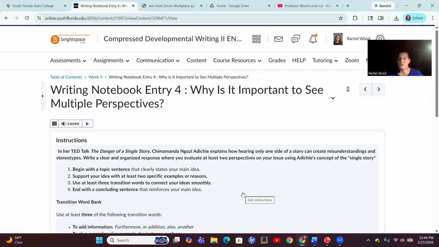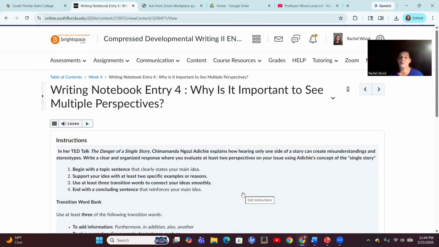You're going to write a clear and organized response where you're going to evaluate at least two perspectives on the issue that you identified in the first week using Adichie's concept of the single story. And so these are the requirements and what I'll be looking at when I evaluate it with the rubric. I'm going to look to make sure, A, it's in MLA format. B, that you begin with a topic sentence that clearly states your main idea. One of the things I ask you to remember is that this is academic writing, and so you need to keep that in mind.